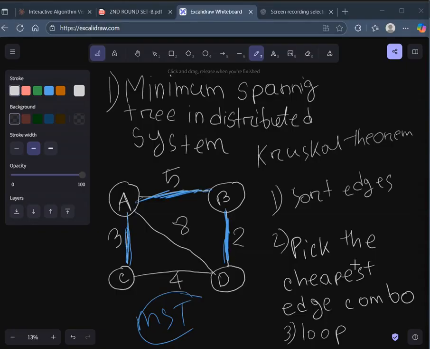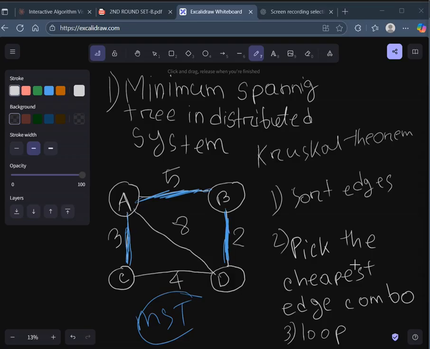The first question was about the minimum spanning tree in a distributed system. To think about a distributed system, let's think about A, B, C, and D as servers, and the edges connecting them have some weights. The weights can be latency, cost, anything. Our goal is to find the cheapest way to connect all of them, and I will use Kruskal's algorithm in this distributed system.